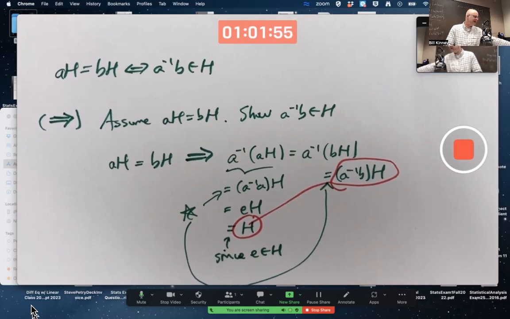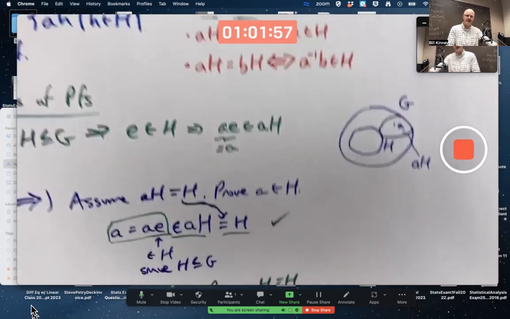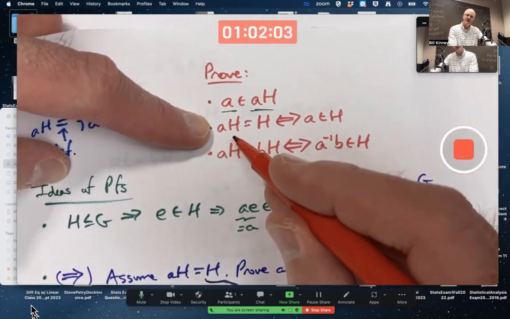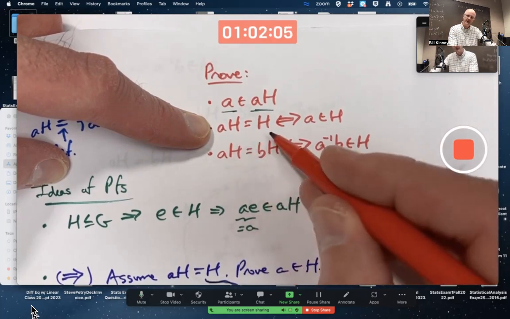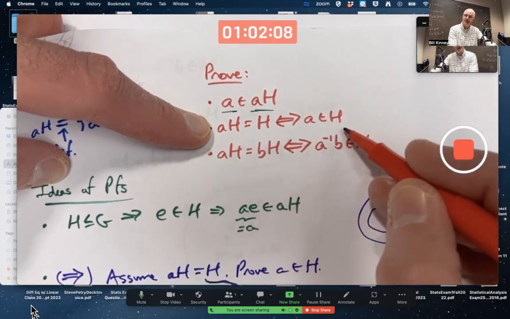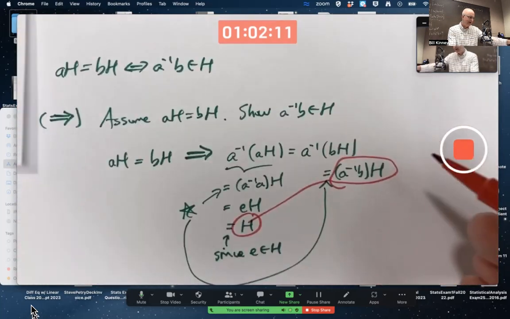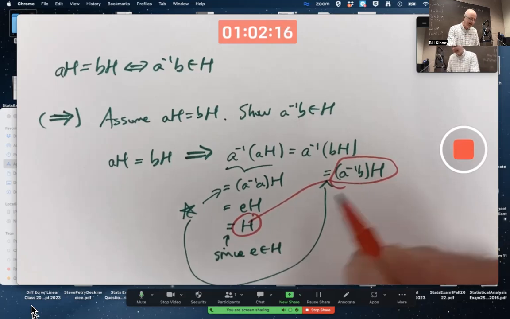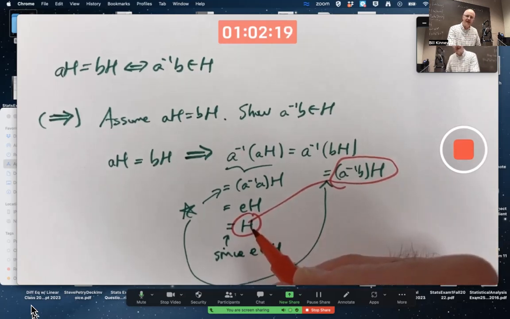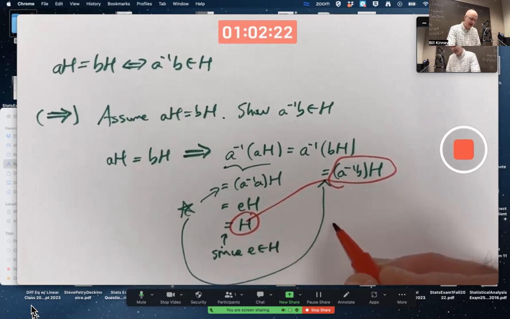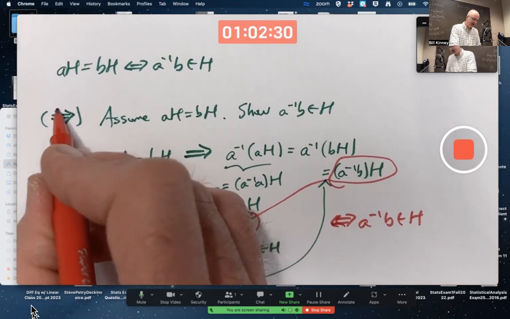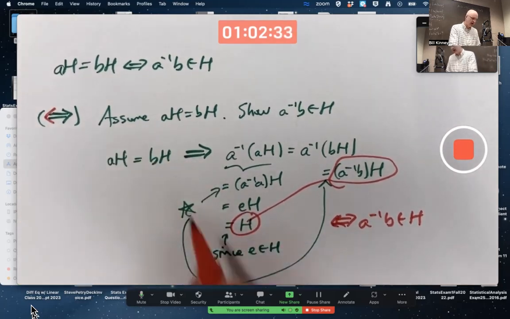And that allows me to use the property we proved 5 minutes ago. This one. The left coset of H in G containing A equals H itself if and only if A is an element of H. So the left coset of H in G containing A inverse B equals H if and only if A inverse B is an element of H. And this is actually enough to prove the other direction here as well, because these are all if and only ifs.